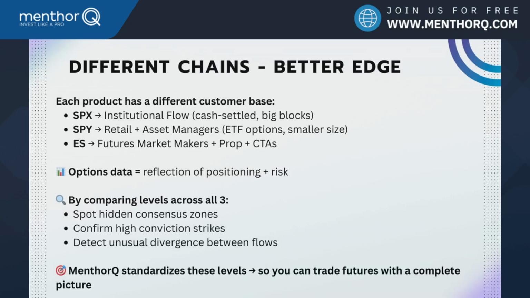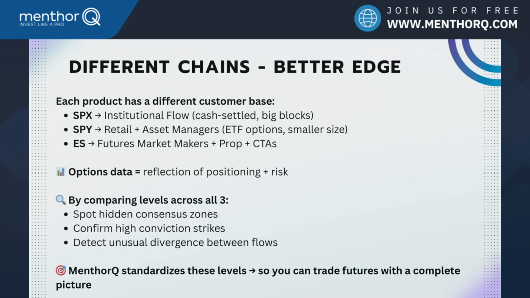And again, ES: futures market makers and CTAs are using ES to trade. So again, very, very important that you understand who is the customer for this type of data. By comparing levels across all of these three assets, you can spot hidden areas. You can confirm high conviction strikes. And you can detect unusual divergence. So again, we give you access to all three of these option chains.